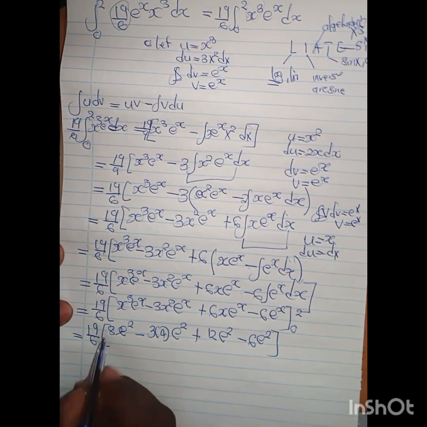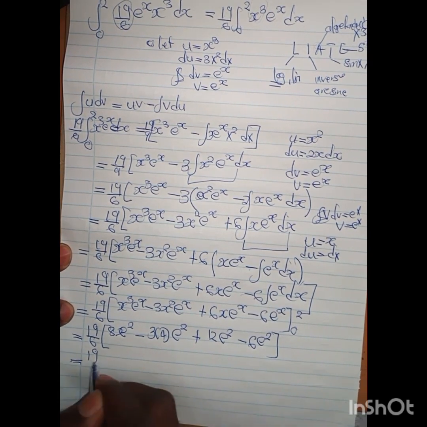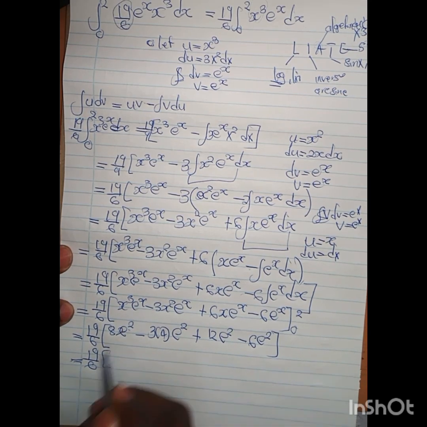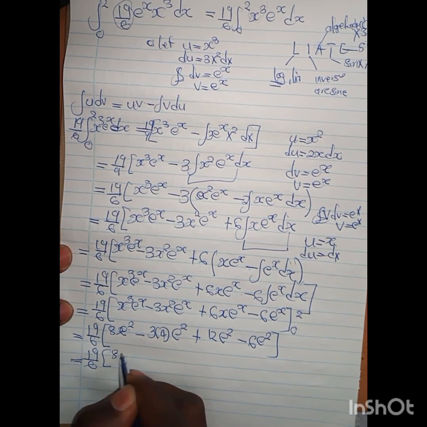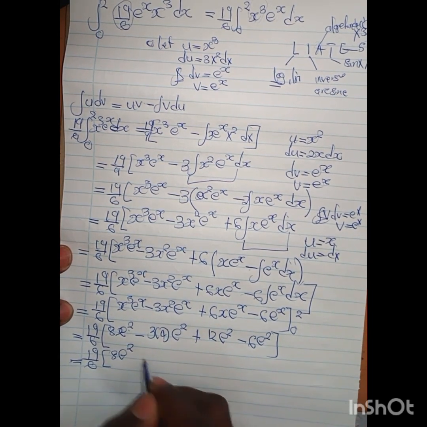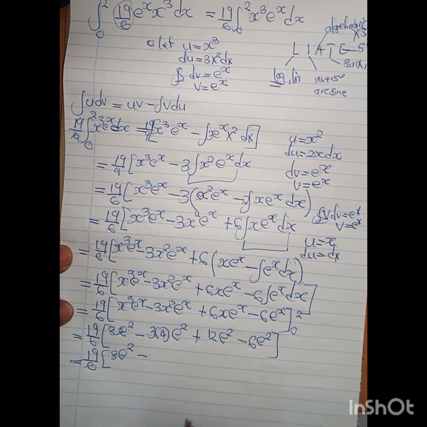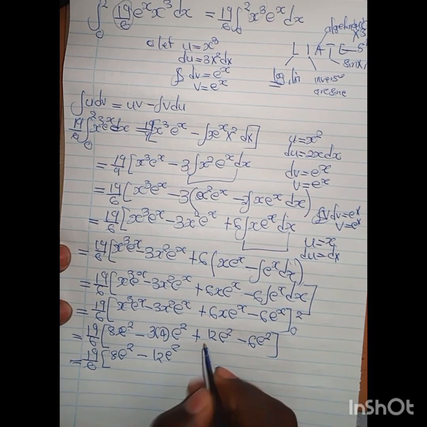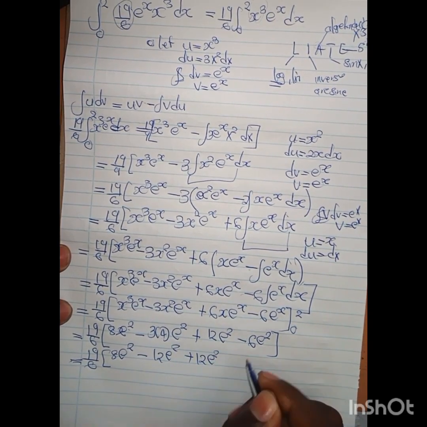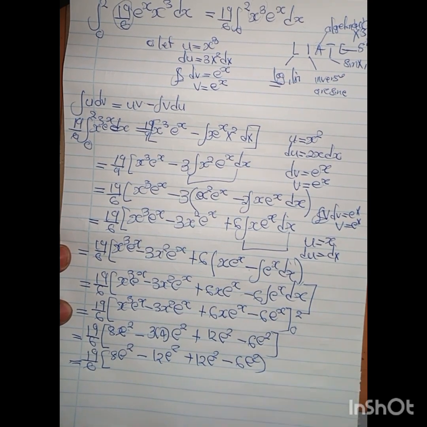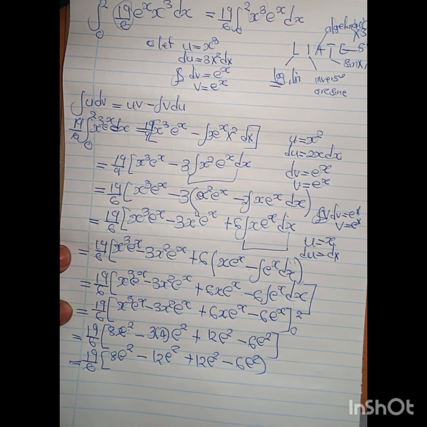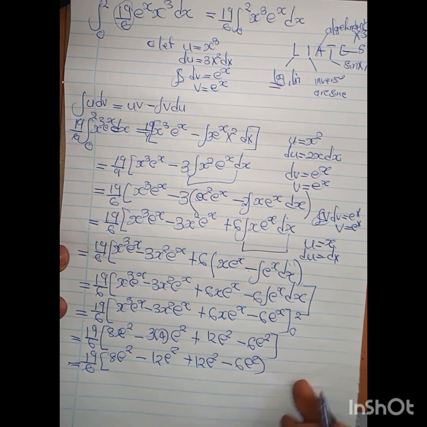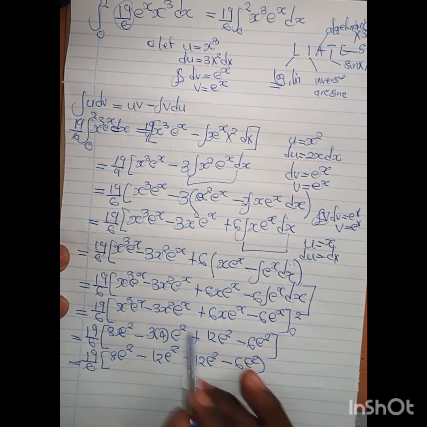So let us try to multiply whatever we can multiply. 19 over 6, we have 8e to the power 2. So we have 8e to the power 2 minus 3 multiplied by 4. This will give us 12e squared plus 12e squared minus 6e squared. All right, as you can see here, okay, substitute with what? 2 minus 0.